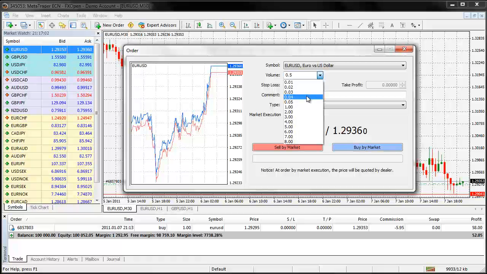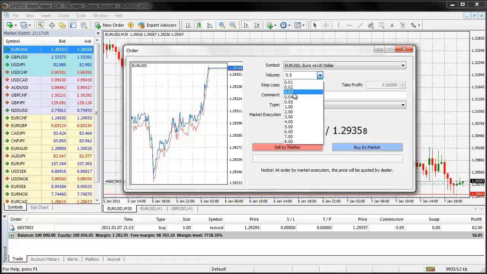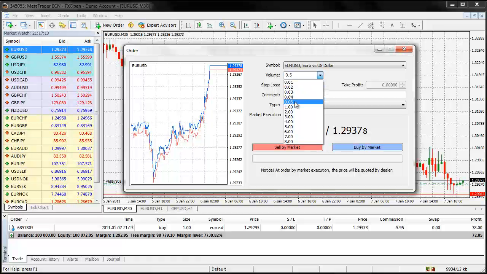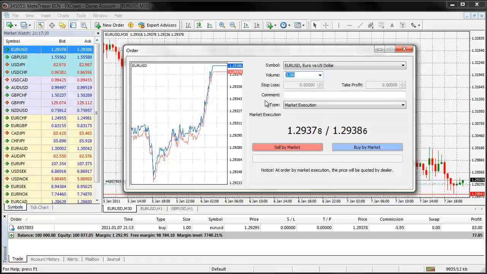Now, try and ignore these little figures here, 0.05, 0.04, 0.03. Don't worry about those. This seems to be a bug when they've changed around the modifications and whatnot. But just type in 0.5, and it's always better to type into that number anyway when you're using numbers that aren't already available.